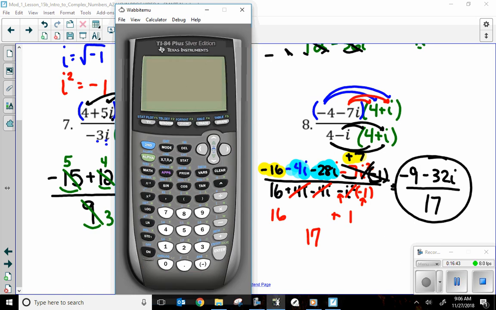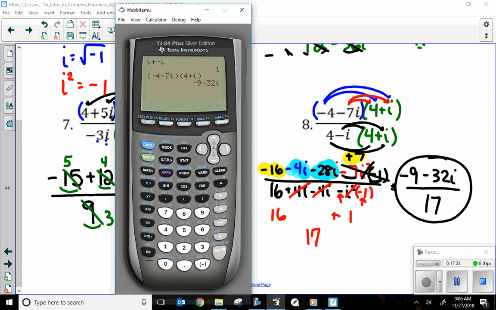All right, so let's turn this back on. We should still be in a plus bi mode, and we are. I'm literally going to multiply the tops and bottoms together in this calculator and see what it gives me. Because I'm in a plus bi mode, my answer will be complex. I'm going to take the numerator, negative 4 minus 7i, and multiply that times 4 plus i. I should get negative 9 minus 32i, and there it is.